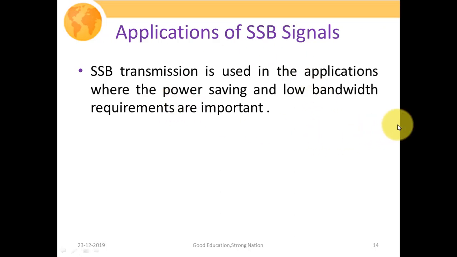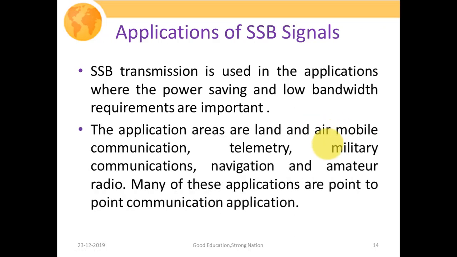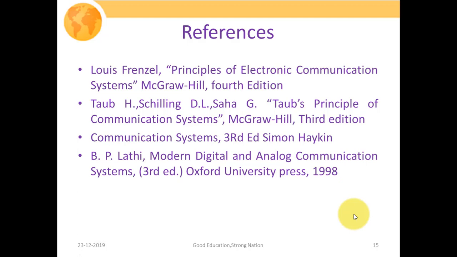Now the applications of the SSB-SC signal. SSB transmission is used in applications where power saving and low bandwidth requirements are important. The major application areas are land and air mobile communication, telemetry, long distance telemeasurement, military communications, navigation and amateur radio. These are certain application areas. Many of these applications are point-to-point communication applications.